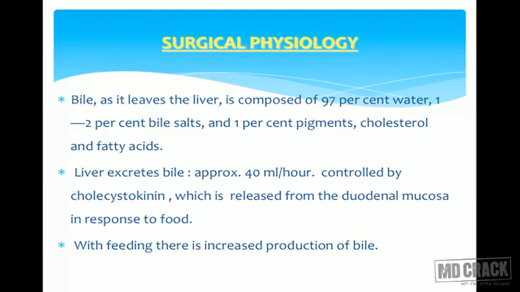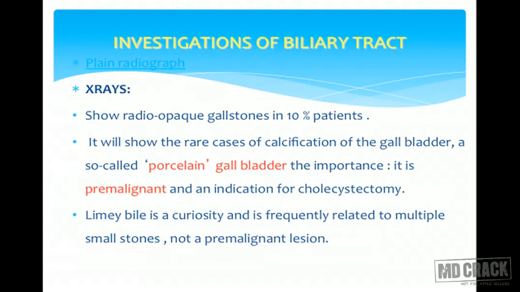Bile as it leaves the liver is composed of 97% of water, 1 to 2% of bile salts and 1% of pigments, cholesterol and fatty acids. Liver excretes approximately 40 ml per hour of bile, which is controlled mainly by cholecystokinin. Cholecystokinin is released from duodenal mucosa in response to food. With feeding, there is increased production of the bile because there will be increased secretion of the bile to the food. Now we will see investigations of biliary tract.